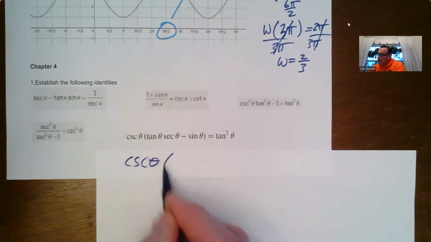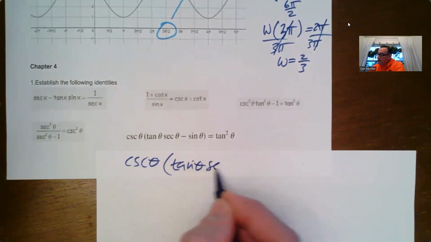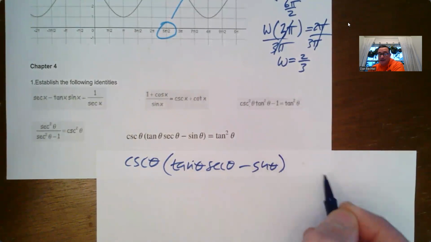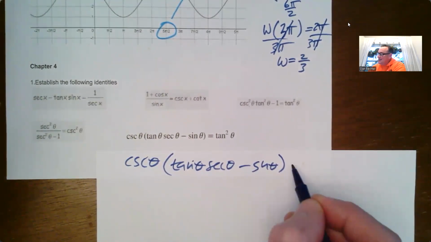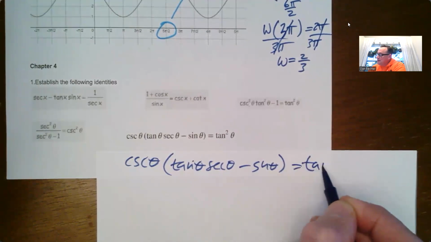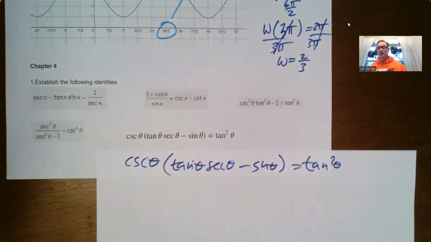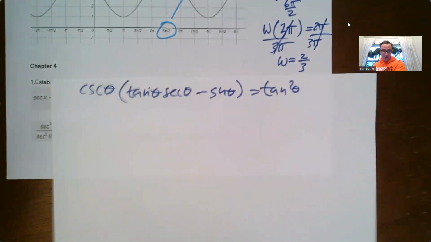Cosecant theta times parentheses tangent theta secant theta minus sine theta is equal to tangent squared theta. Hey, guys, I bet we're going to be making this in terms of sine and cosine. Man, anytime that it's like this crazy secant, cosecant, tangent stuff, you're always going to do it in terms of sine and cosine and seeing what comes up, okay? So I'm giving you that as the advice because holy crap.